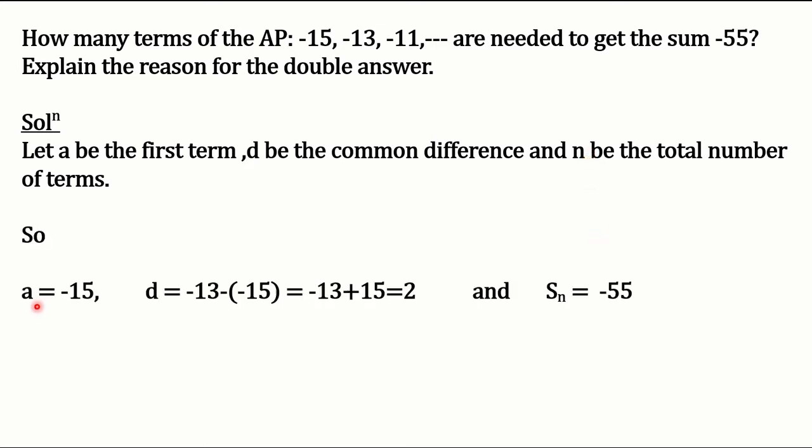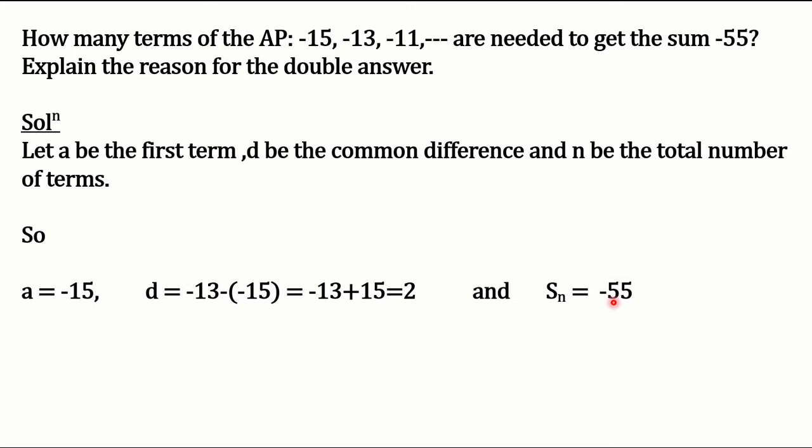So, in this question, A, the first term is minus 15. D, the common difference is minus 13 minus minus 15, which is equal to 2. And Sn, the sum of first n terms, is provided as minus 55.